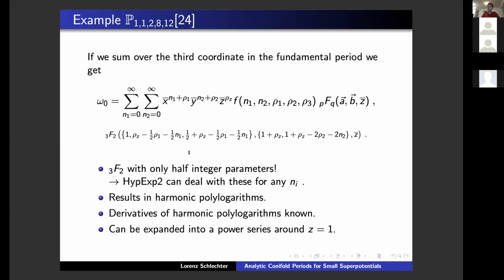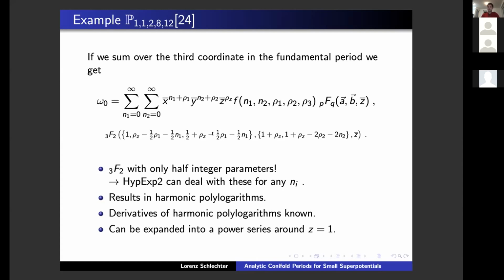And we now feed this into the HypExp2 package to get hugely complicated expressions in terms of harmonic polylogarithms. These harmonic polylogarithms are generalizations of the usual polylogarithms. The exact form is not important. They are defined by some integrals over functions. The important thing is that the derivatives and the power series of these functions are known. So for our computation, everything is known, and we can just put it into Mathematica to get an expansion around the conifold of this 3F2.